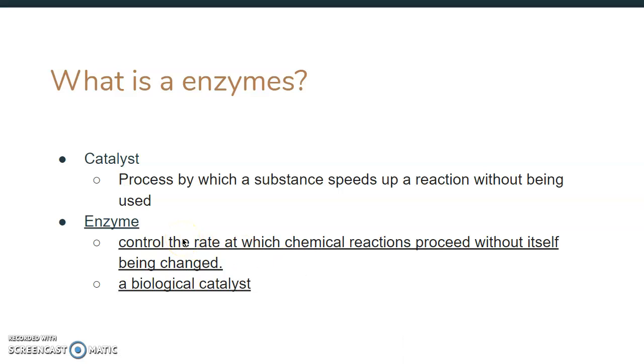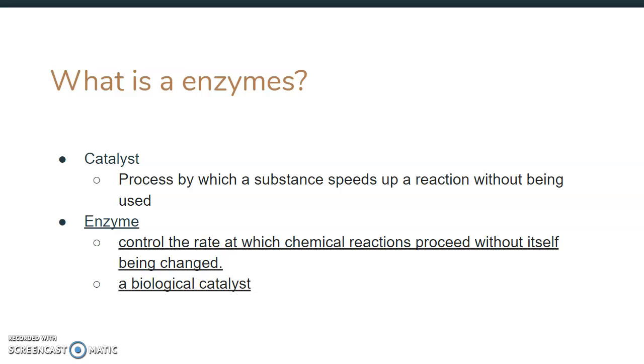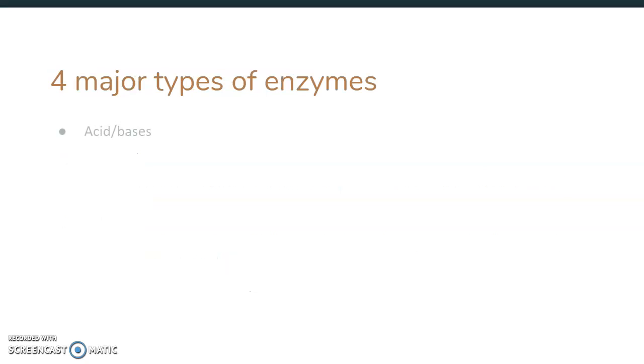And an enzyme controls the rate at which chemical reactions proceed without itself being changed. So it's very similar to our definition of a catalyst, and an enzyme is also called a biological catalyst. Catalyst is more of a chemistry term, whereas when we talk about biology, we will use enzymes. It's always a good reminder that if it's underlined, it's really important, and I want you to make sure you know that and have that written in your notebooks.